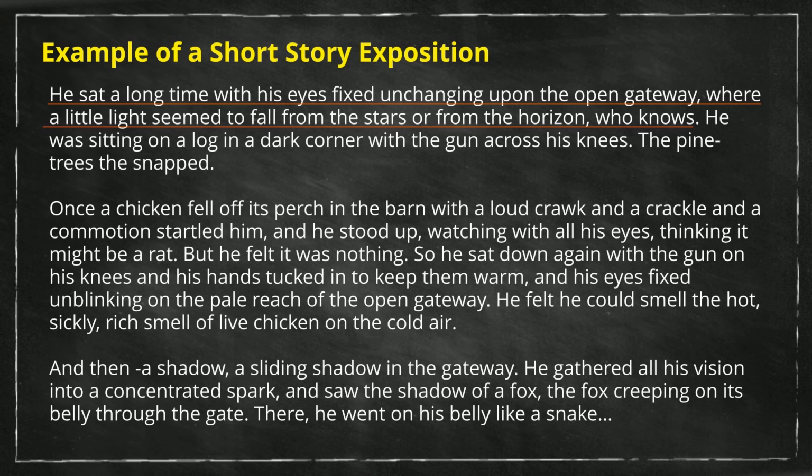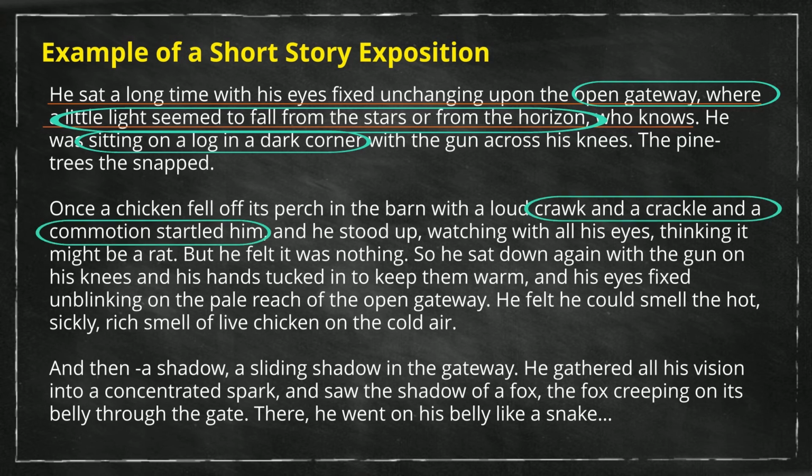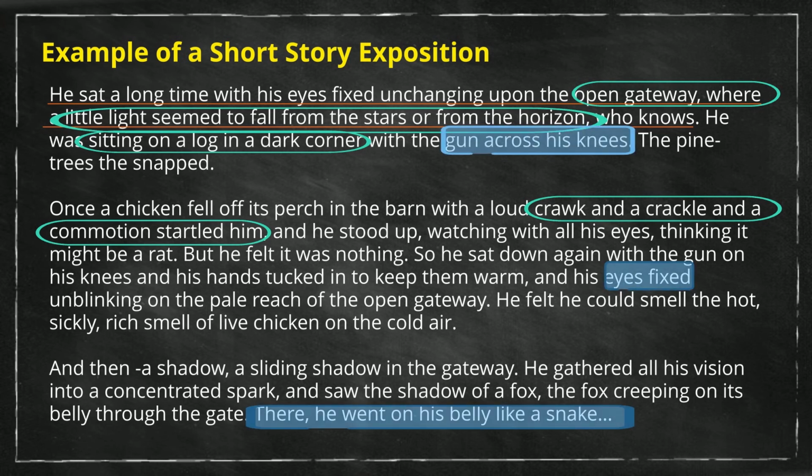Evidence of his position, looking at the gateway, sitting on a log in a dark corner and being startled as a result of a crackle, establishes setting through place, time, and mood. Through the character's actions, readers can tell a lot about him. We understand that he is anxious and determined to injure or maybe kill. So, this is characterization or character description.